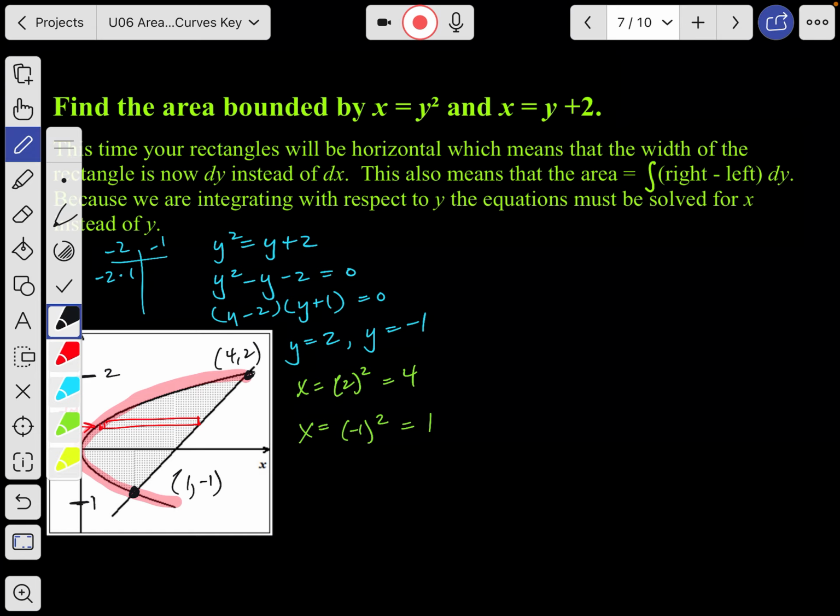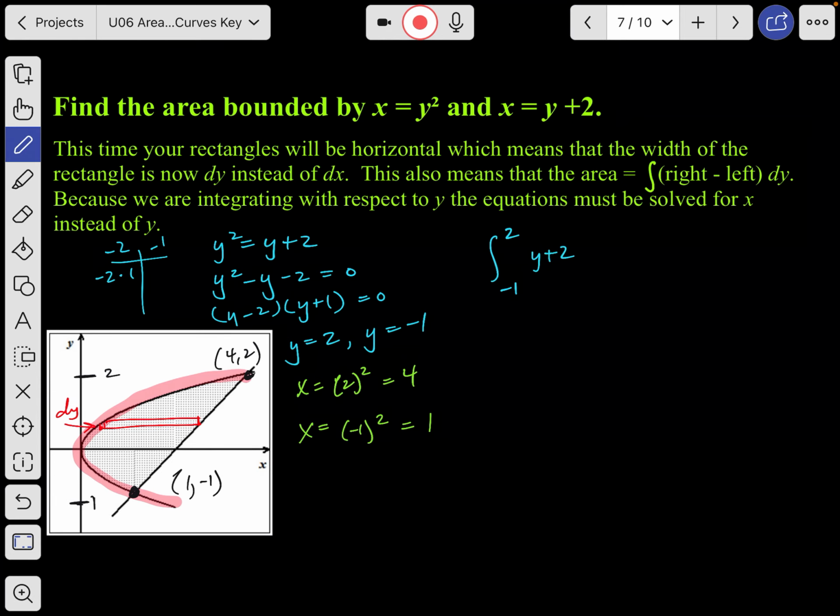So let's set up our integral. So this time my integral is going to be between -1 and 2, and I need the rightmost function first. And so that's the linear function. That's going to be y plus 2, and I'm going to subtract the quadratic, the horizontal parabola. So that's going to be minus y squared dy. All right, I can leave it like that. Doesn't really matter, but I need to integrate. So this is going to give me y squared over 2 plus 2y minus y cubed over 3, and I'm going to evaluate from -1 to 2.